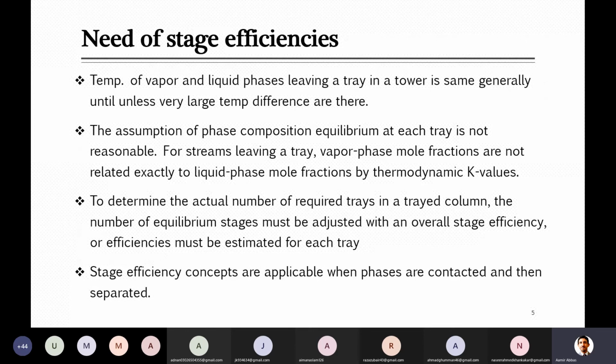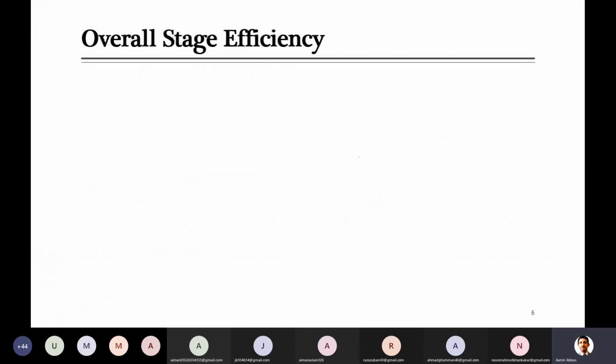So due to this, I said that the concept of stage efficiency comes in. Whenever any two phases, like liquid and vapor phases, come in contact with each other and get separated, some efficiency of the tray, or stage efficiency, is involved.